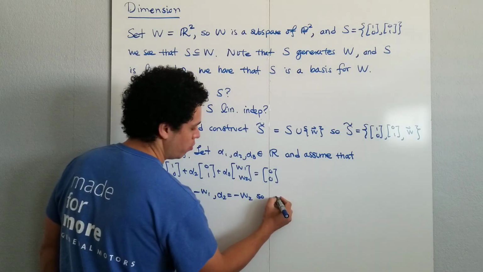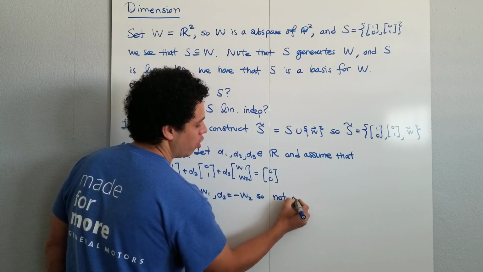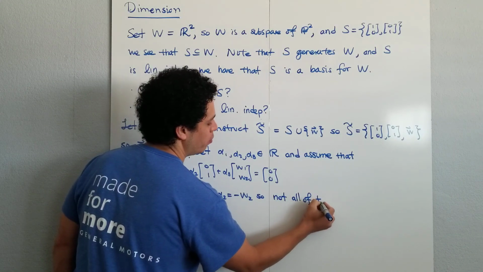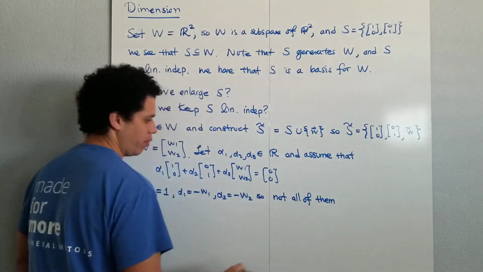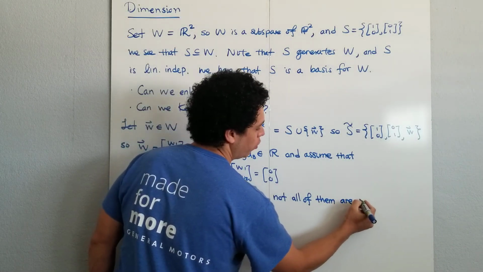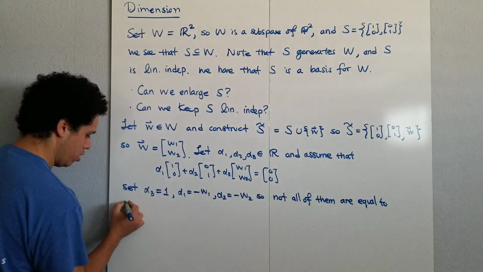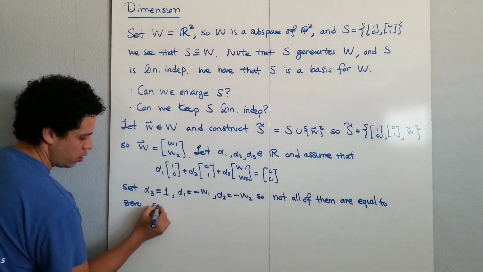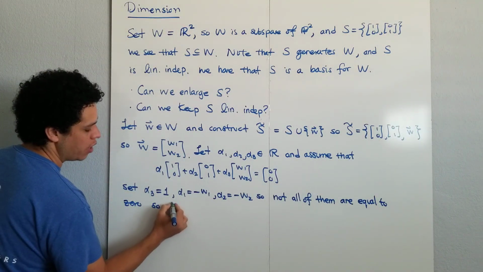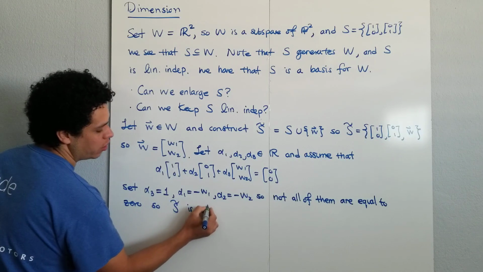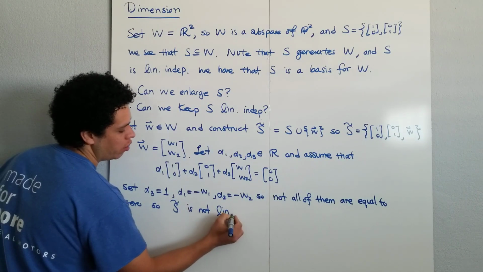So not all of them are equal to 0. So that says that S tilde is not linearly independent.